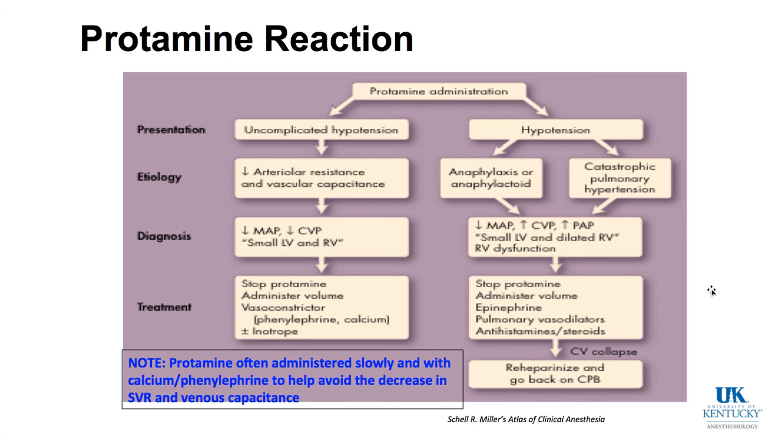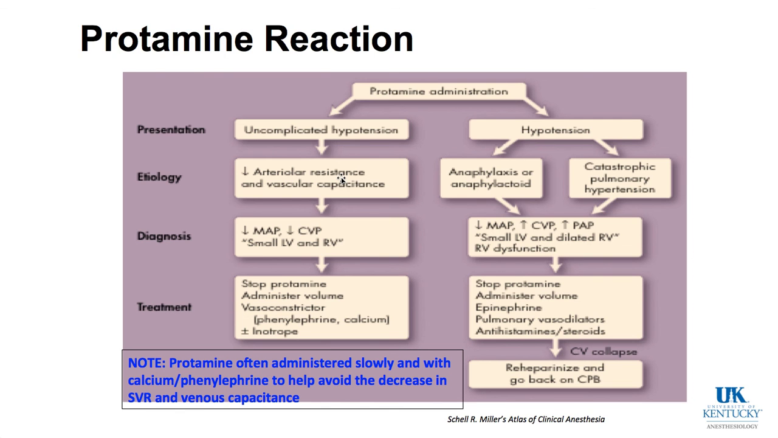Now, there are problems with protamine, and if protamine is given rapidly, you can have hypotension because of arterial dilation and dilation of the venous capacitance vessels, and you will see low MAP, low filling pressures. When you look on echo, both the left ventricle and right ventricle will be small, preloads down. Really, all you need to do is just don't give your protamine so fast.